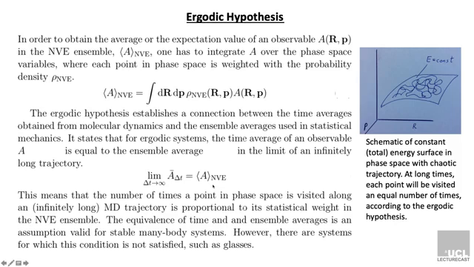And this is true for many systems, but there are some systems where this ergodic hypothesis is not valid. This is, for instance, glasses, where this ensemble average equals time average is not valid. Okay, so this is the ergodic hypothesis.